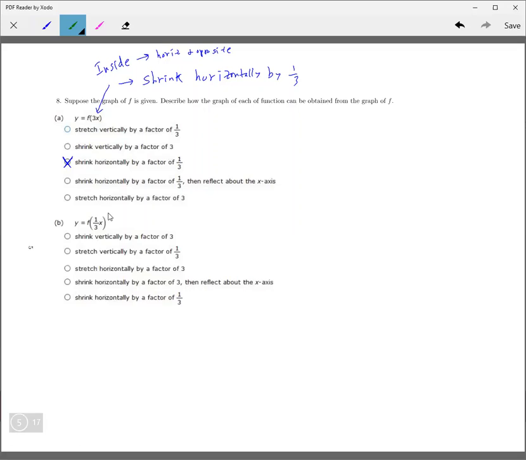In contrast, this is also inside. Again, it's horizontal and opposite, but this is going to be stretched horizontally by 3, by a factor of 3. So that's going to be this answer here, because it's inside.